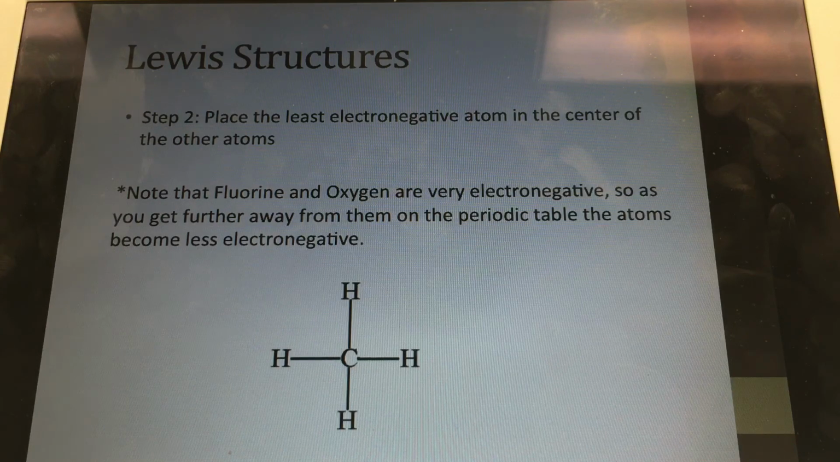In step 2, you want to place the least electronegative atom in the center of the other atoms. Note that fluorine and oxygen are very electronegative, so as you get further away from them on the periodic table, the atoms become less electronegative.